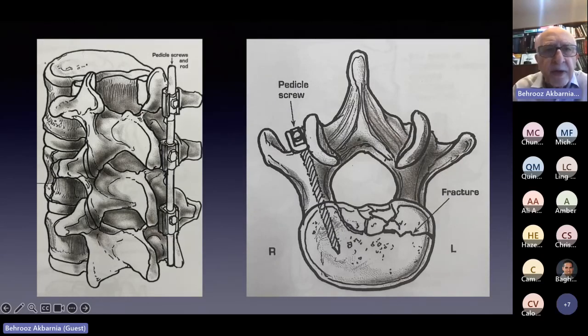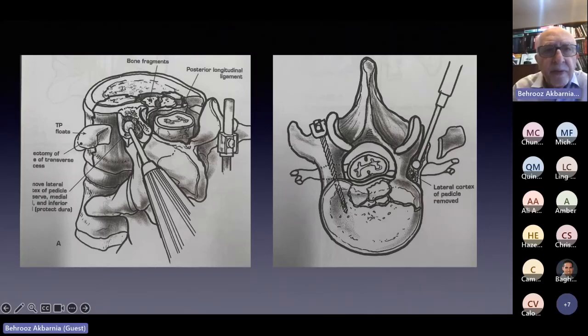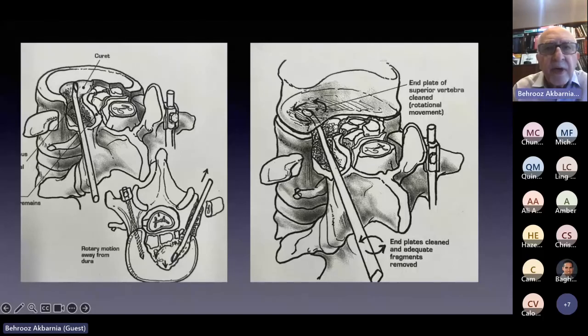pedicle screw is in one side, the instrumentation is on one side. The pedicle has been burred, the lateral cortex, and then the curettes are used to go inside the body of the vertebra. Here you can see the rotation that I was thinking. It was just rotating this curette. You are taking the bone away from the spinal canal and dura, so you don't really injure.